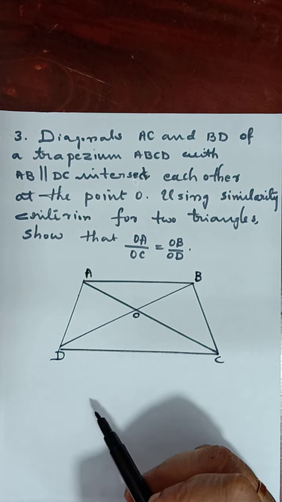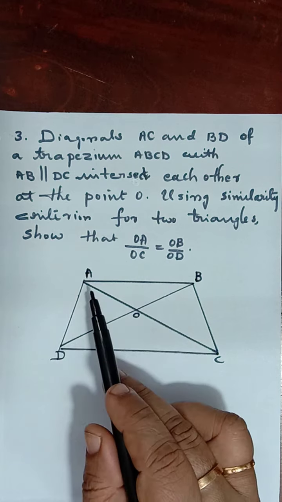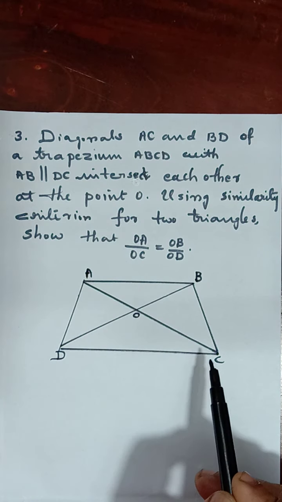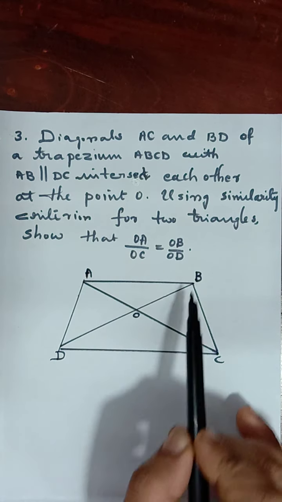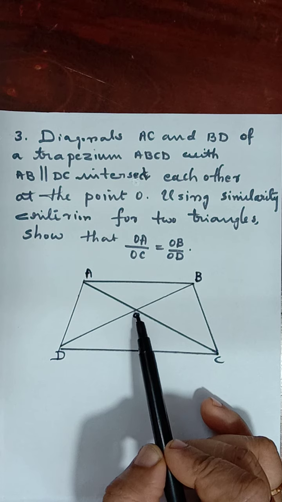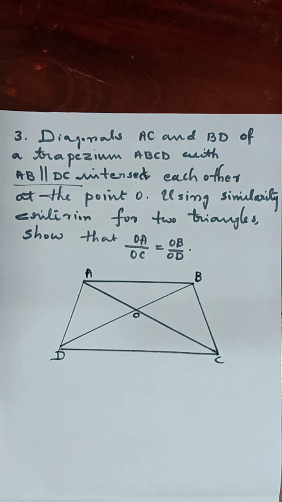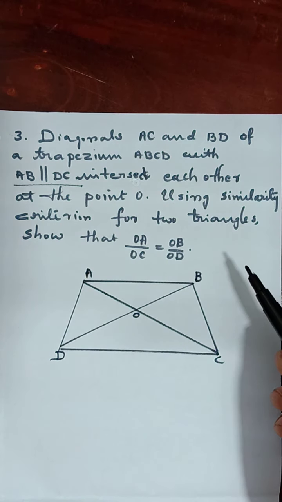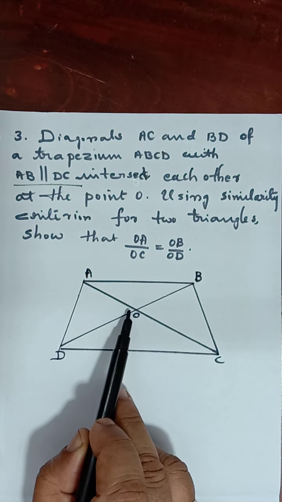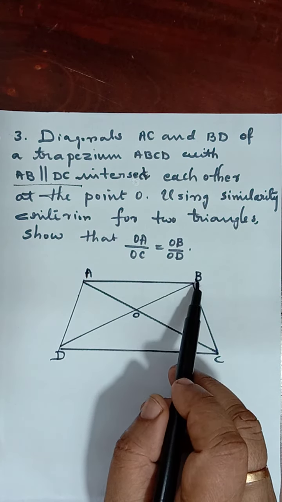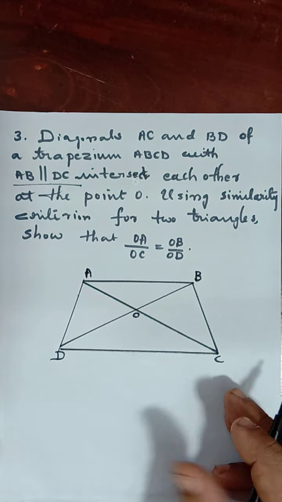Diagonals AC and BD of trapezium ABCD with AB parallel to DC intersect each other at the point O. Here diagonals are intersecting at the point O. The given clue is AB parallel to DC. Then using similarity criterion for two triangles, show that OA by OC is equal to OB by OD.